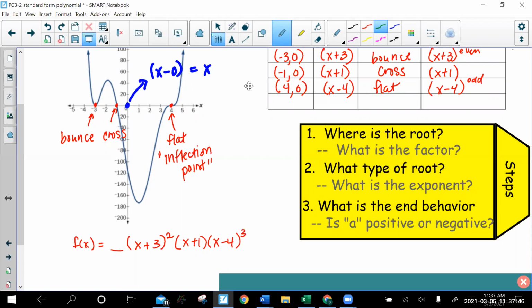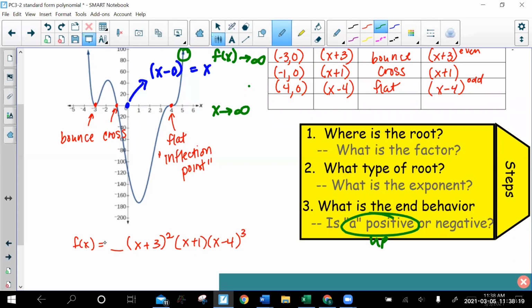Now, A is going to be positive or negative depending on end behavior. What's happening as X approaches infinity? As X gets closer and closer to infinity, what is happening to Y or f of X? In this case, it's getting bigger, bigger, bigger forever. So f of X is also approaching infinity. So therefore, my A value has to be positive.